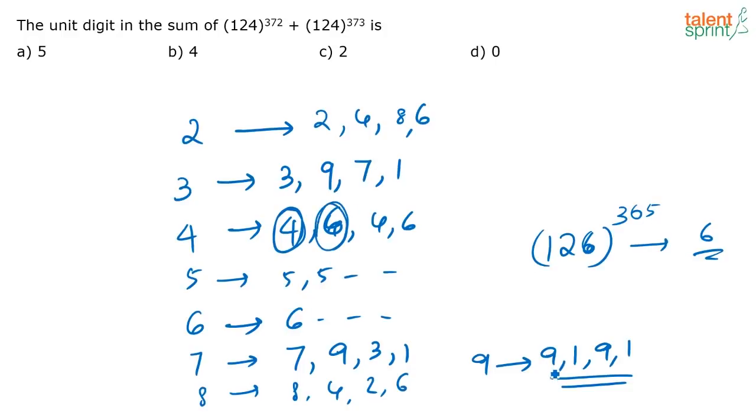Similarly, in case of 9, for any odd power the last digit will be 9, and for any even power the last digit will be 1. In all the other cases they are following a cyclicity of 4, because there is a pattern of 4 numbers, then again the same 4 numbers keep repeating. So generally we check if the given power is divisible by 4, and using that we try to find out what will be the last digit. So this is the method.